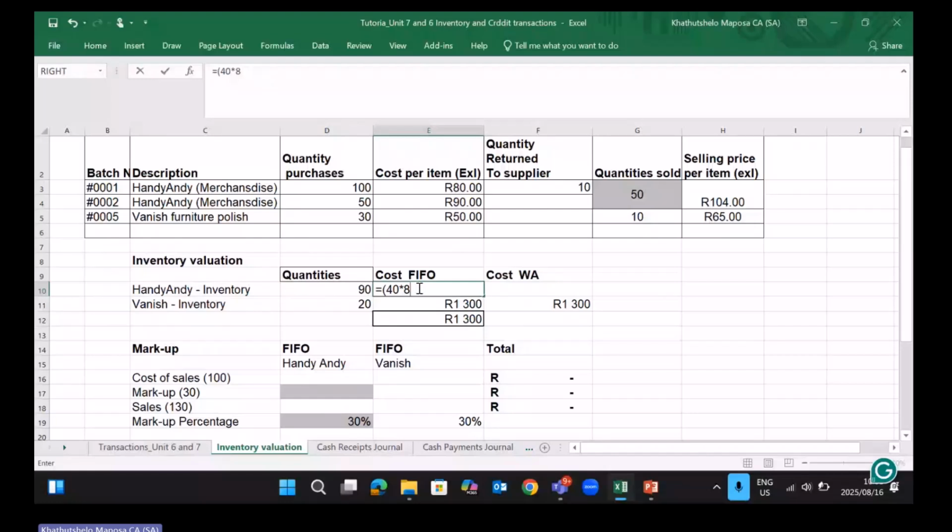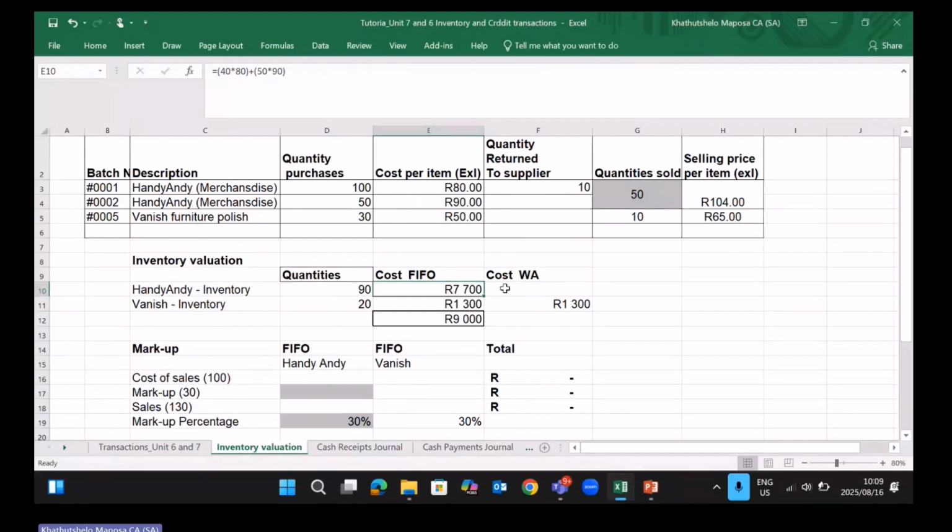Then we add the remaining 50, which comes from the second batch, so 50 multiplied by 90, because the second batch we bought for 90. That's what Pat was explaining, and that's exactly how it is. When we're using first in first out, it's just trying to create logic to say whatever we received first, when we are returning and when we are selling, we sell from those first, then whatever is remaining comes last.